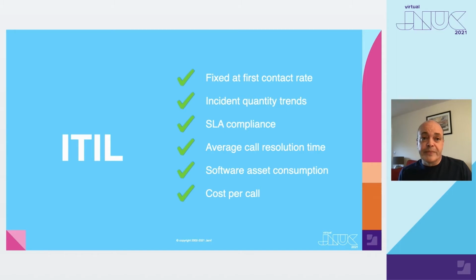Call resolution time. Clearly, the less time spent on the phone resolving an issue, the more issues we can resolve. This is a measure of efficiency and maturity. Software asset consumption. Are we making the best use of our licensing investments? And cost per call, so that we can see how cost effective we are. And all of these are great performance measures. However, can you see what's missing?